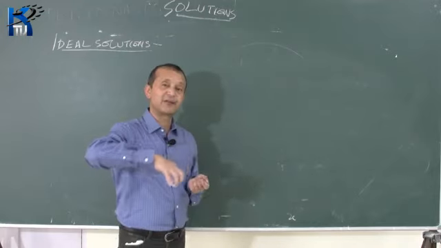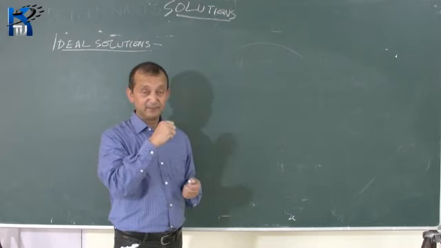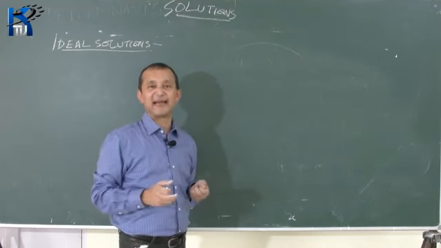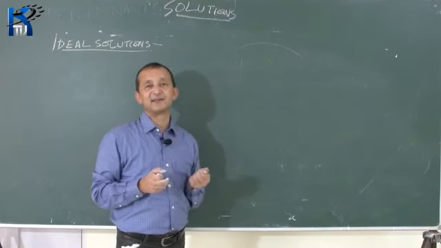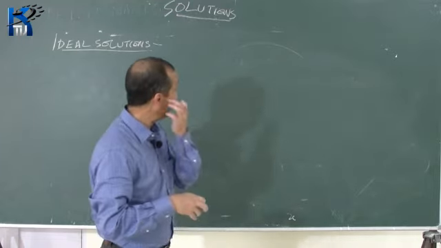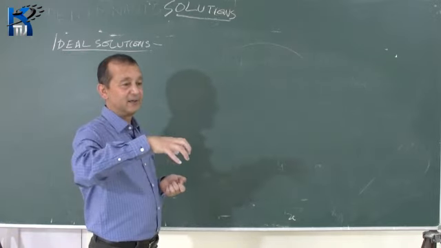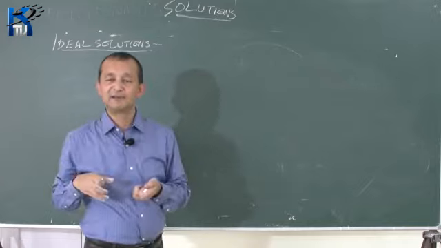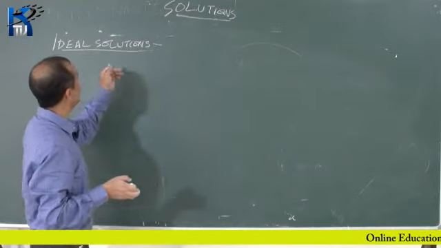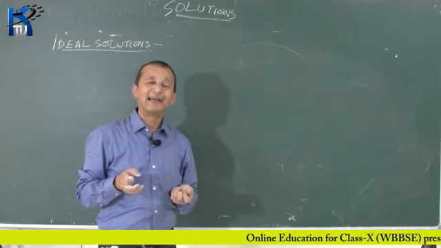There you have also studied about ideal gases and non-ideal gases, or ideal gases and real gases. What are ideal gases? Gases which obey the gas laws are known as ideal gases, and those which don't obey the gas laws are known as non-ideal gases or real gases. Here similarly in solutions, the governing law is Raoult's law. Those solutions which obey Raoult's law under all concentrations are known as ideal solutions.